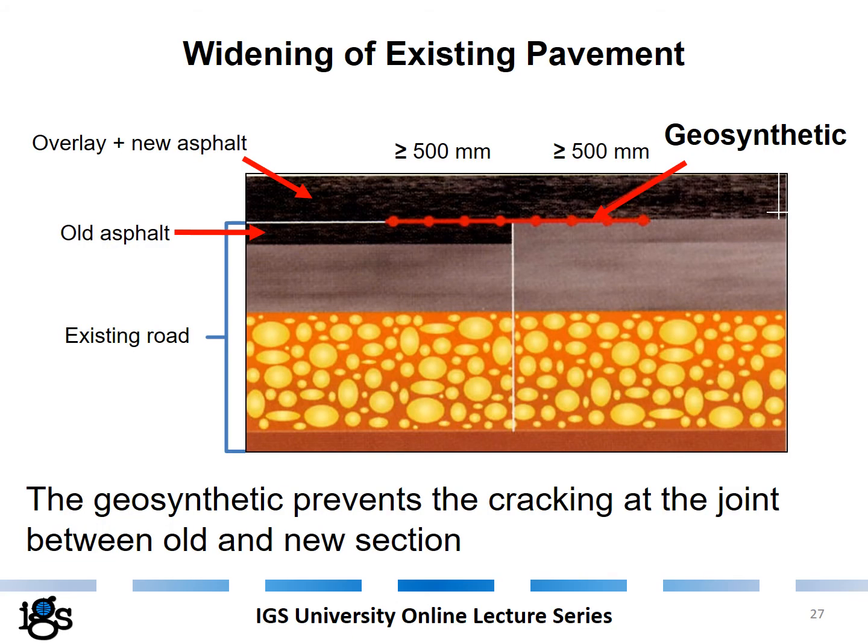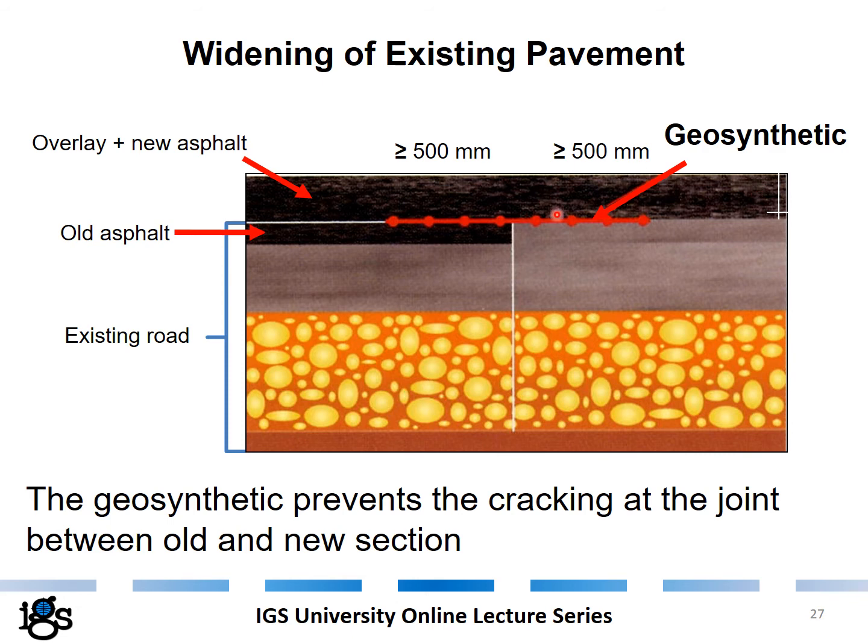Another application area of the stress relief function can be seen in the widening of existing pavements. When you have an existing road and, due to the increased traffic, you want to add a lane to it, then what you do is scrape the old asphalt surface and then construct the base course, etc. of the new section, and then put a new asphalt.